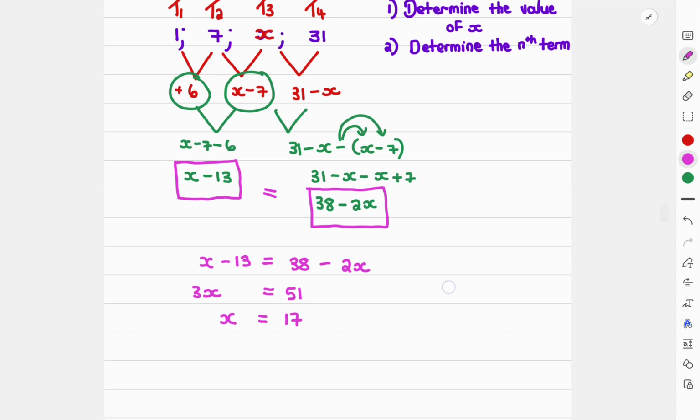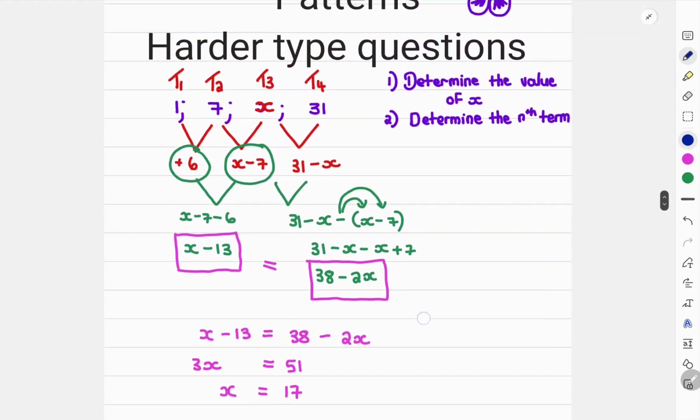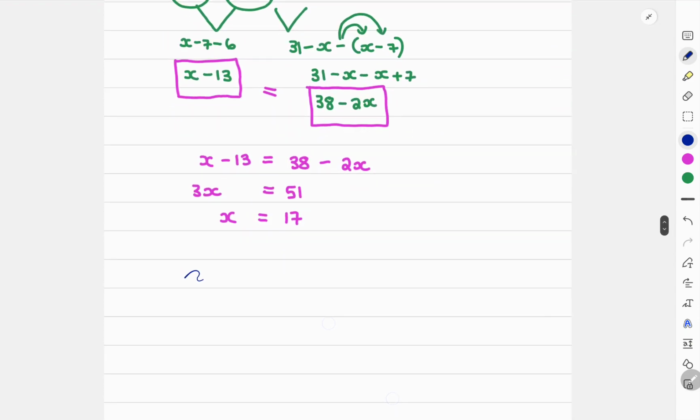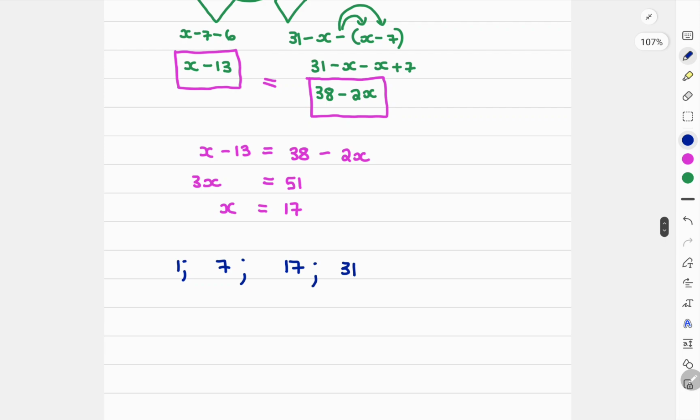All right, now we need to write up our number pattern. We had a 1, a 7, 17, and then 31. So we just want to quickly see, does it make sense? We add 6. After that, we add 10. And after that, we should add 14. So it does make sense that x is 17.